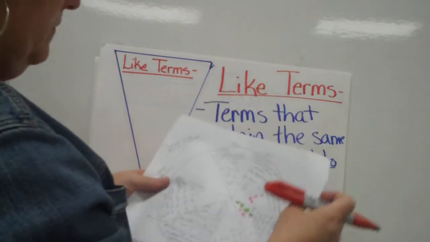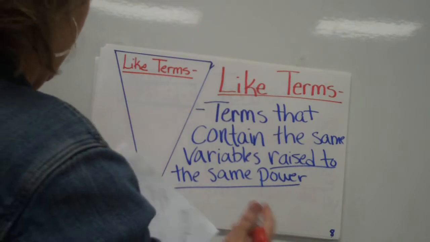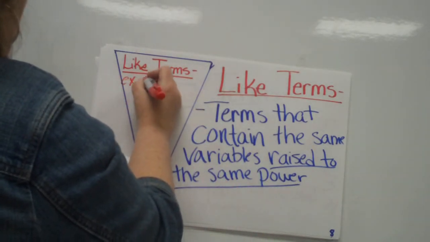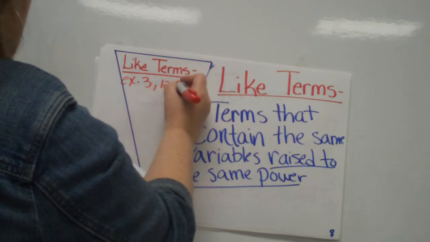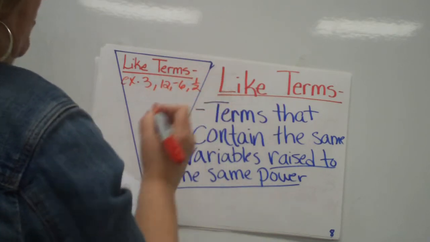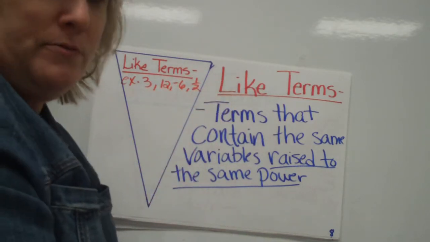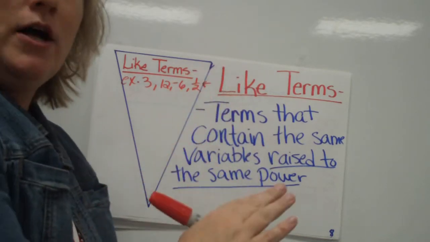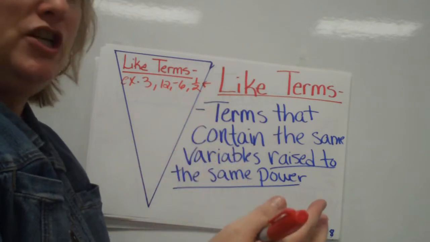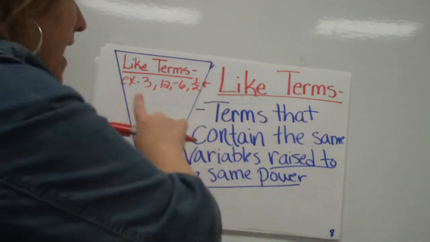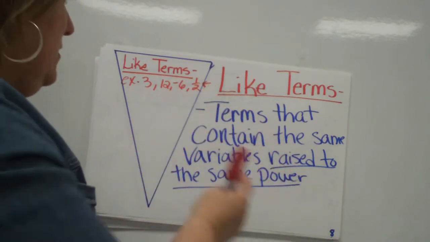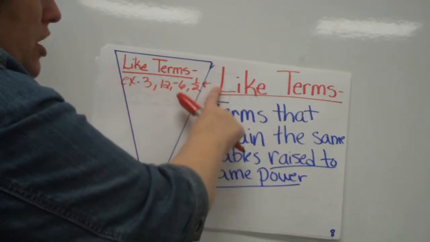So one example would be 3, 12, -6, and 1/2. Those are all like terms, and here's why they're like terms. They are like terms because they are all constants. They have the same variable, which is none. Okay? They have no variable, so they would be all like terms. All right? So these would all be the same like terms.